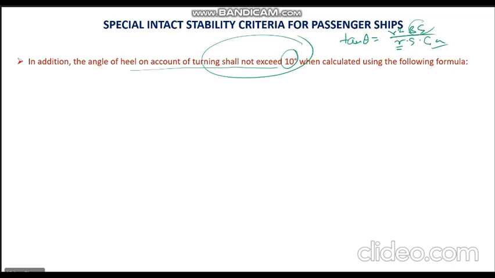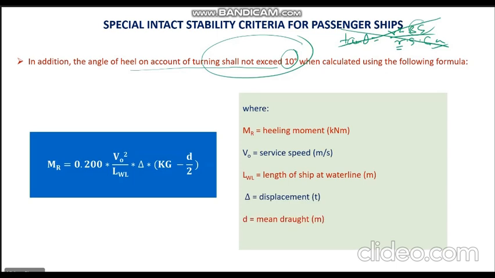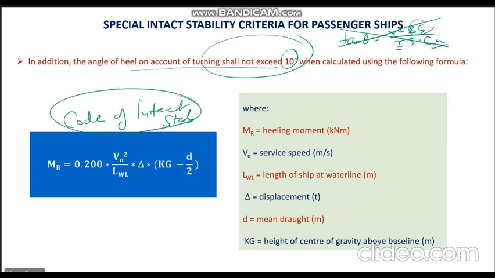When you have to demonstrate compliance, you will have to demonstrate at some standard conditions. So what is it saying? In addition, the angle of heel on account of turning shall not exceed 10 degrees. And to establish this compliance, only to establish this compliance, we will not use this formula. To demonstrate this compliance, the following formula has to be used. And this formula is given in the code of intact stability, guys. So only for compliance.